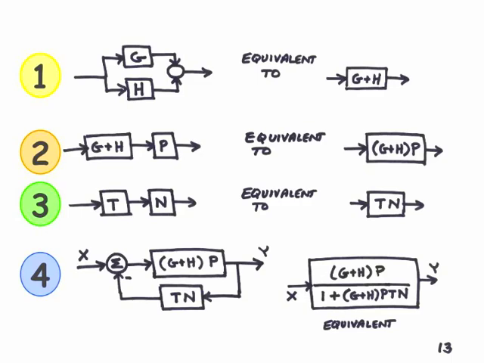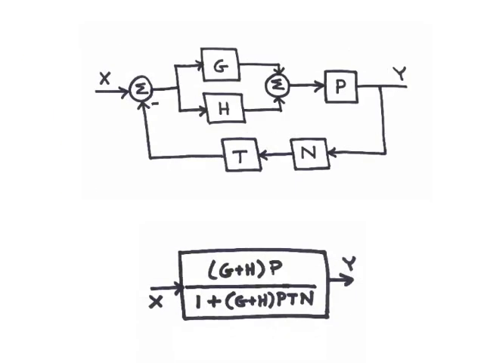Finally, in step 4, we need to close the feedback loop. In the forward path is G plus H times P, and in the feedback path is T times N. Using the rule for negative feedback loops, we find that the closed loop transfer function between X and Y is G plus H times P divided by 1 plus G plus H times P times T times N. This transfer function is equivalent to the complex diagram that we began with.